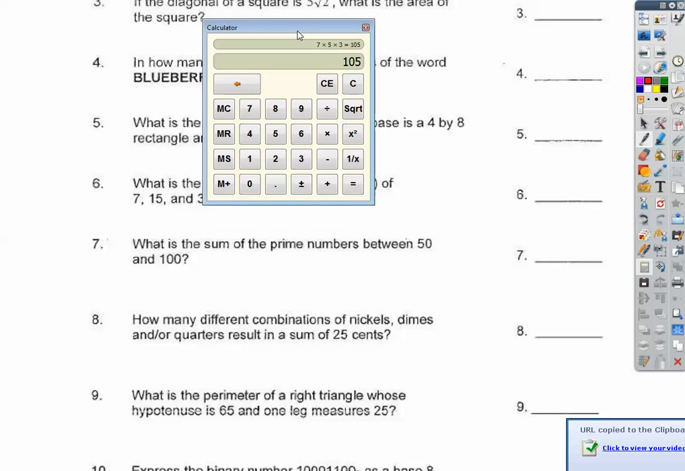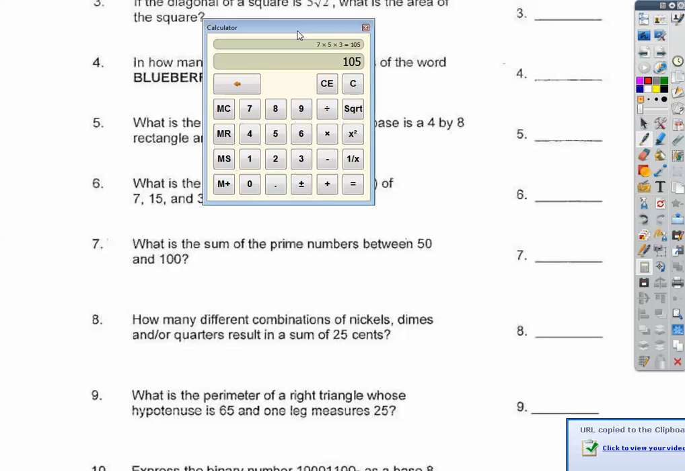What is the sum of the prime numbers between 50 and 100? You just have to list out the prime numbers and add them. Just make sure you remember that 87 is not prime. It's divisible by 3. Okay, how many different combinations of nickels, dimes, and/or quarters result in the sum of 25 cents?